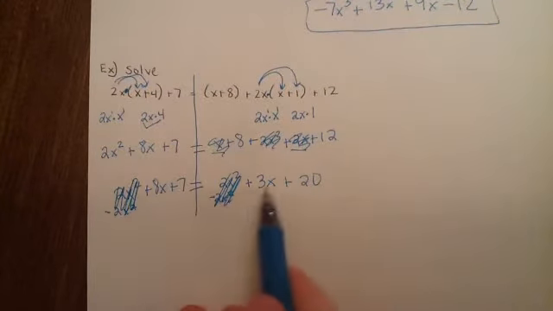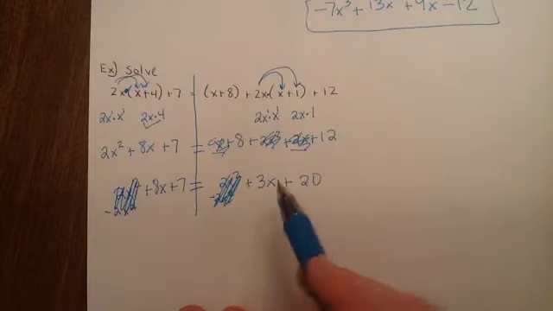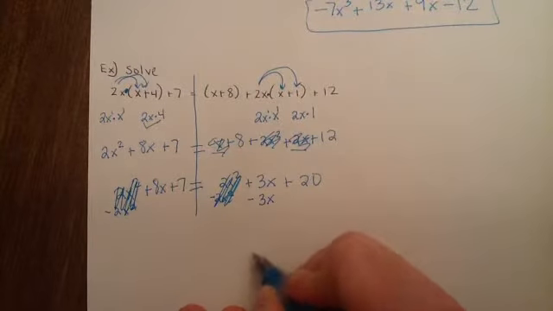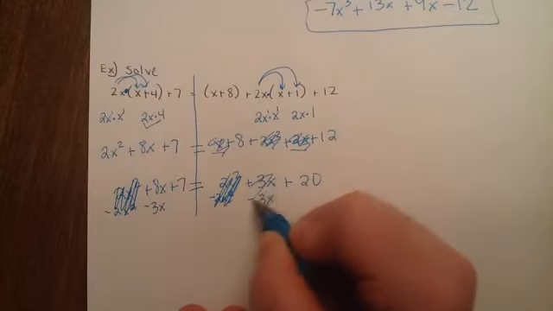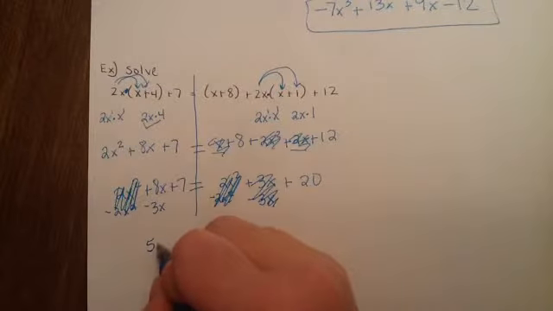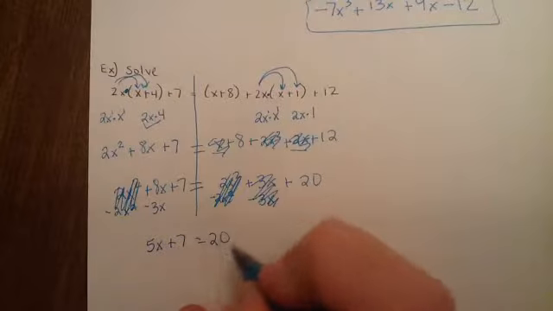Now I have 8x on one side and 3x on one side. Which one do I want to move? The 3x. How do you move a 3x? Minus 3x. And what I do on one side, must do to the other. These cancel and these leave 5x plus 7 equals 20.